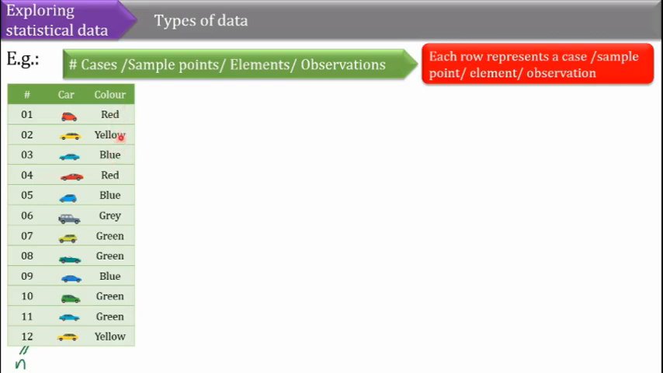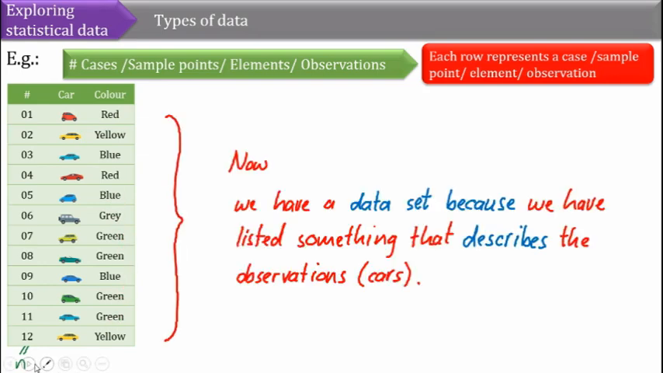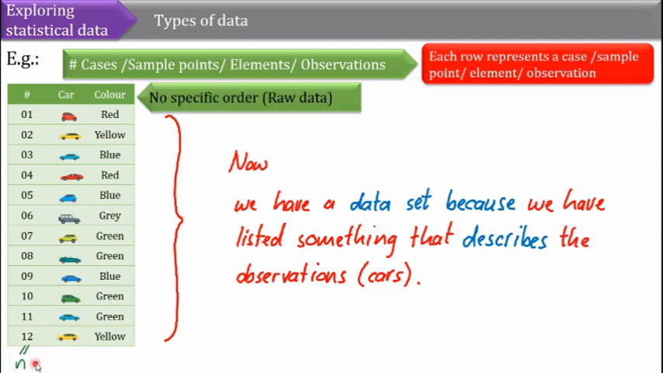The way in which we will go about doing it is by adding different descriptors for each of the cars. And the first one that I'm going to add will be the color of the car. So obviously we'll have red and yellow and blue and green and gray going down the list. So now I actually have a data set because I've listed something that describes the observations. Right? I'm listing the colors that describe the cars. So now I have information. In other words, I have data.